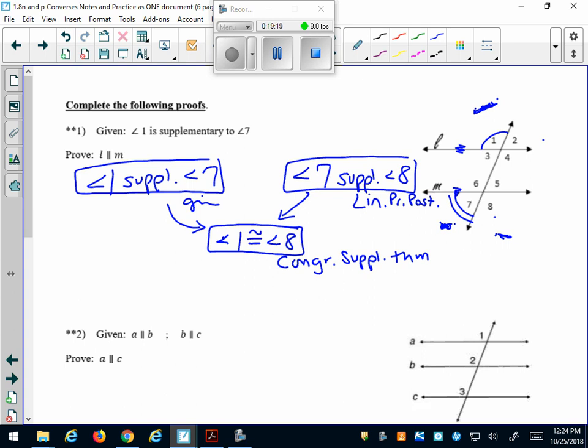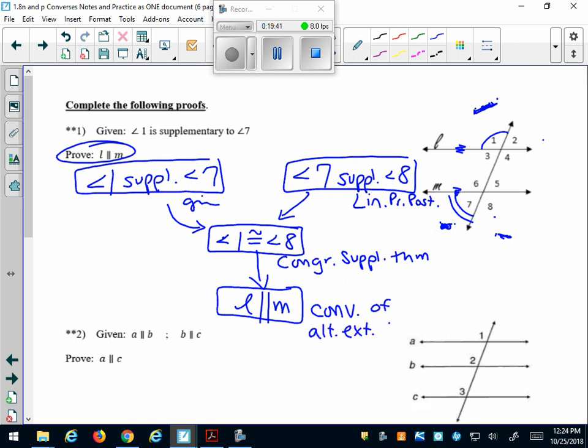How does that help us in what we're trying to prove? What could we do now? Erica? Reason? Yeah. Converse of the alternate exterior angles theorem. Don't forget the word converse. Whenever you make a box that is a conclusion of lines being parallel, the reason will have the words converse of.